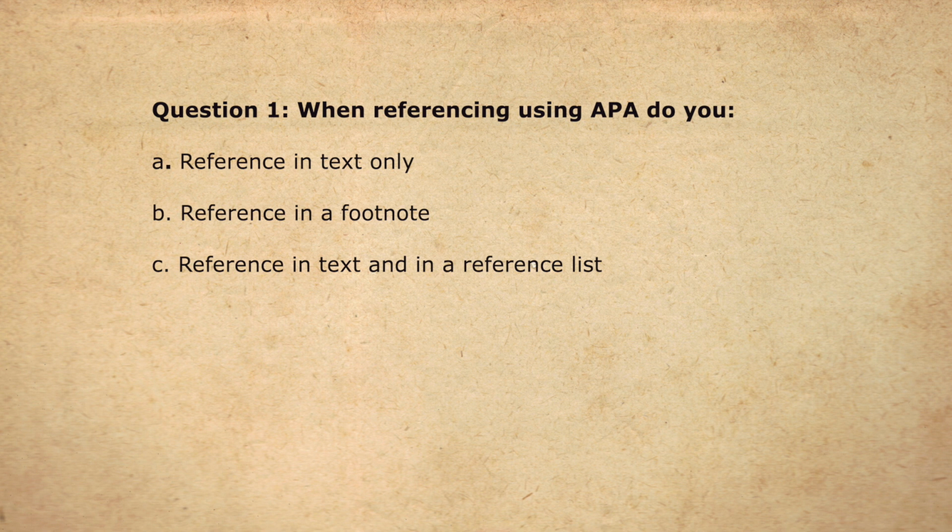Now it's time for a little quiz to test your knowledge. Question number 1. When referencing using APA, do you A. reference in text only, B. reference in a footnote, C. reference in text and in a reference list? The correct answer is C. Reference in text and in reference list.